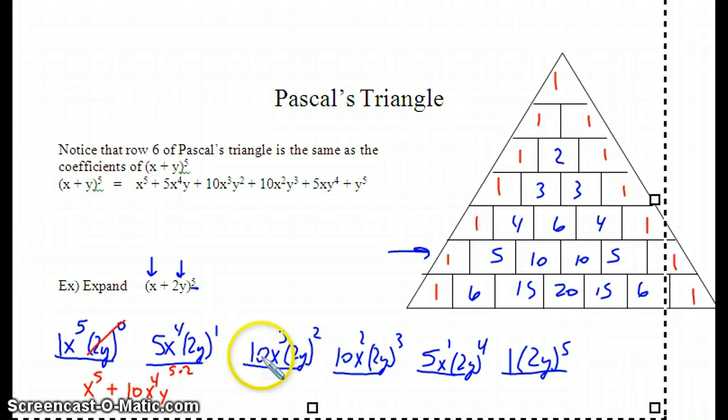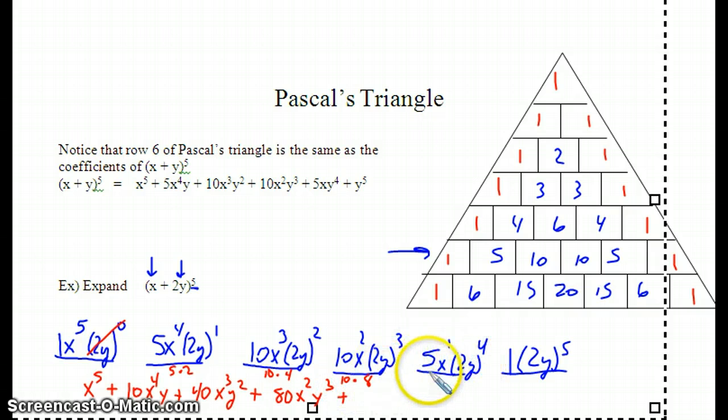For this one, I have a 10, then I'm going to multiply that by 2 to the 2nd power, which is 4, so I'm going to end up with 40, and then my exponents would be x to the 3rd, y to the 2nd. Over here, I've got 10, and I'm going to multiply that by 2 to the 3rd, which is 8, so that makes 80 x squared y to the 3rd.